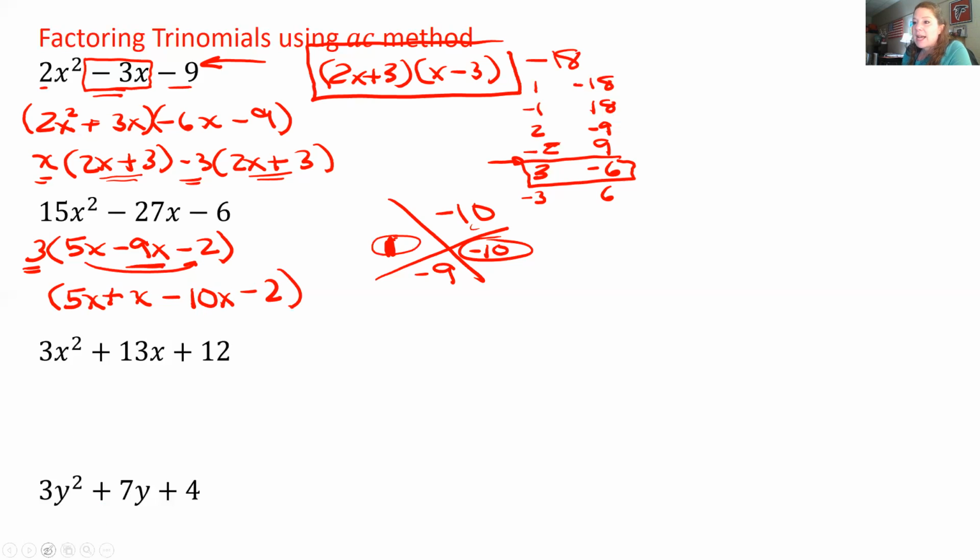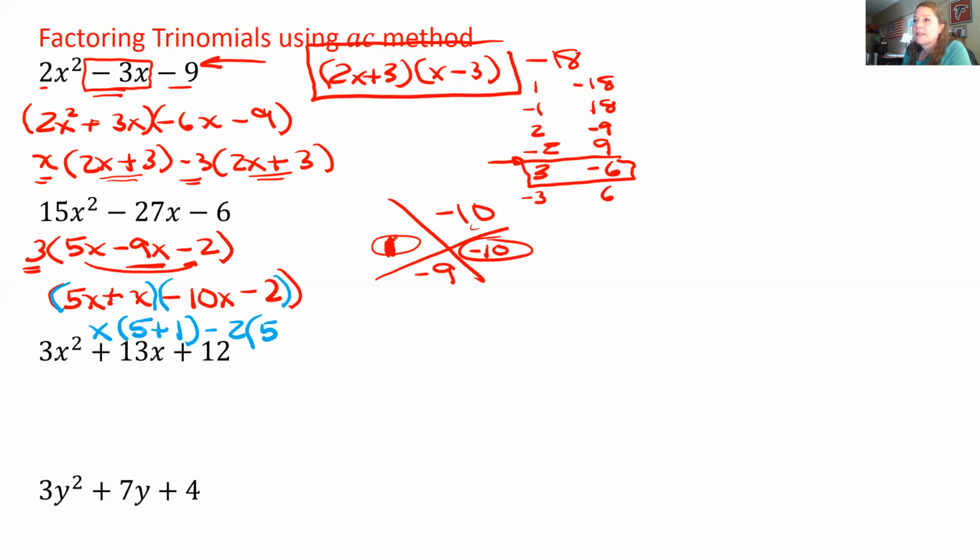So once again, I am going to simplify by grouping. So here's my first group and here's my second group. So what do these have in common? They have in common an x. So I have 5 plus 1, right? And then I'm going to divide these by -2, and I get 5x.